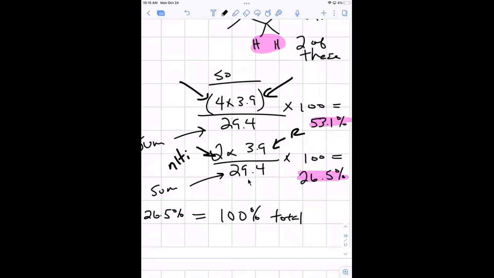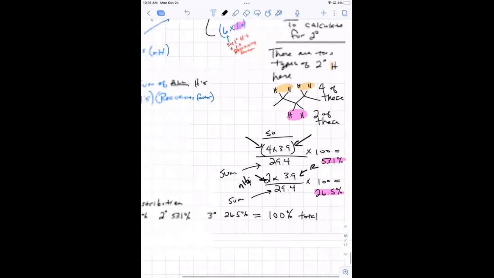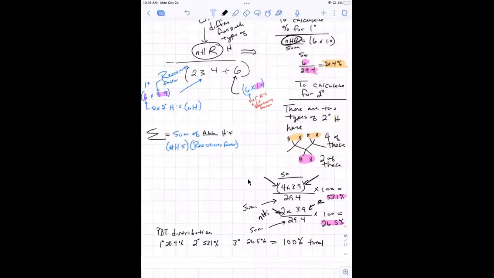Right, and we take that, that's 7.8 divided by 29.4. That ends up being 26.5%. So the total would be 100, right? 20.4, 26.5, and then 53.1. That would be what? 46.9 and 53.1 is 100%. Right. All of your products have to add up to 100%. Any questions about that?